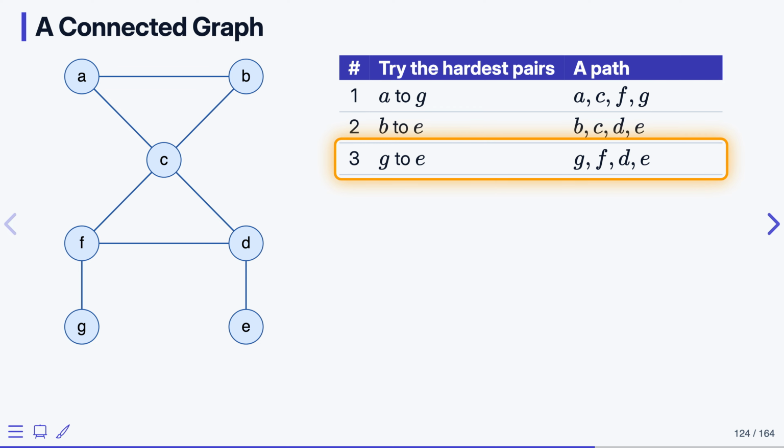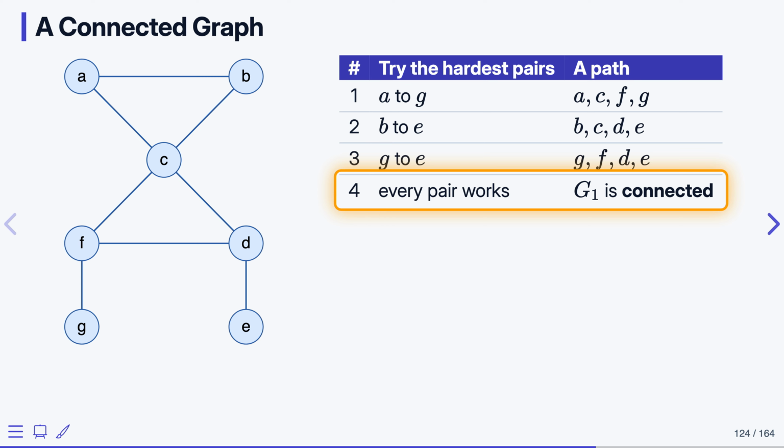Step 3. From G to E, these two are at opposite corners. Go G, F, D, E. That works too. Step 4. Every other pair is easier than these and each one has a path, so G1 is connected.